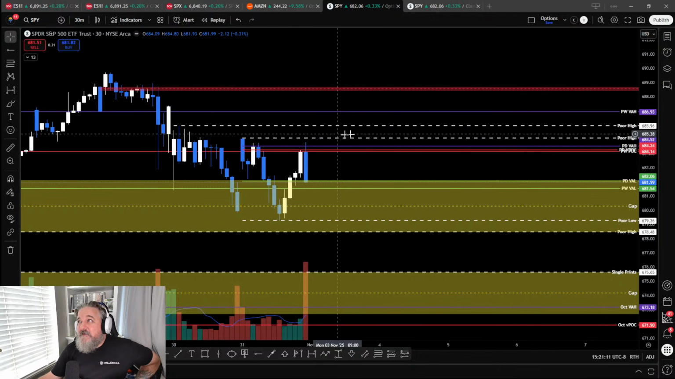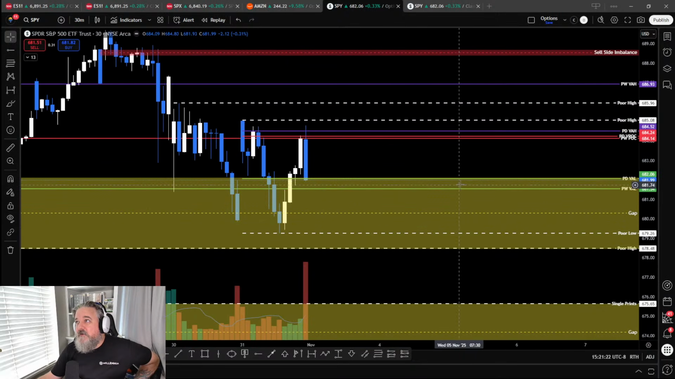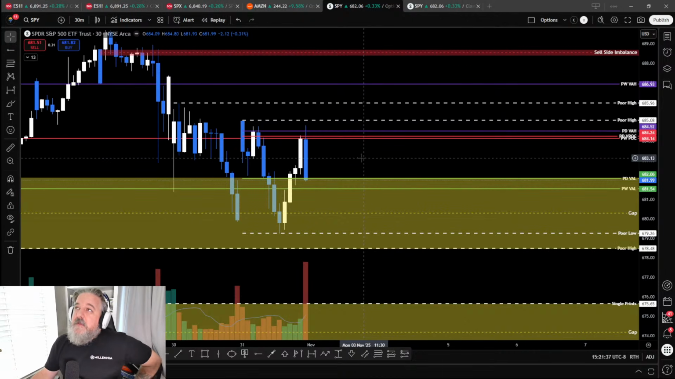For one, I'd like to see them clean up these poor highs, right? If we clean these up and we fall back inside previous day value area high, I'd like to see a sell off down to the low, which should be very doable. If we open down in this range, I would like to see a bounce at the top of this gap. If we don't, I would like to see them just clean up this gap all the way and clean up the poor low and the poor high.